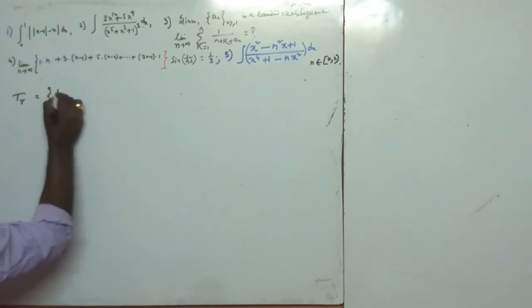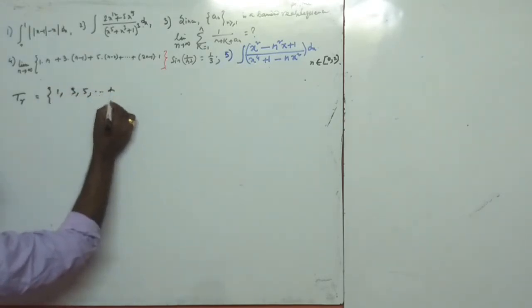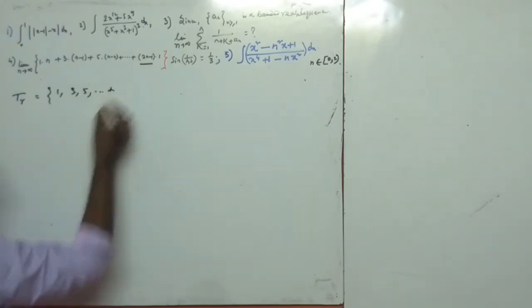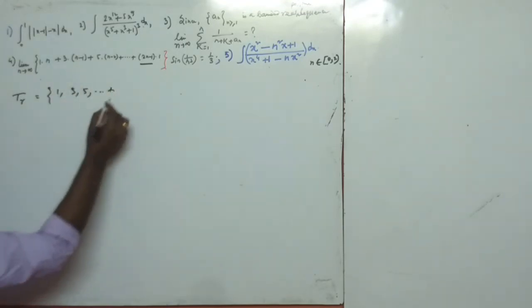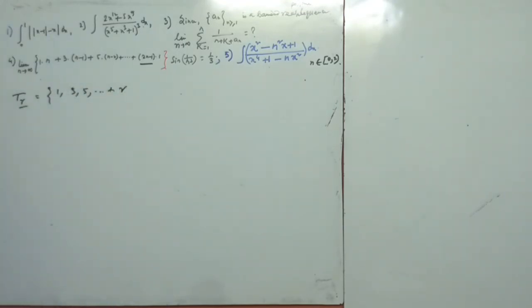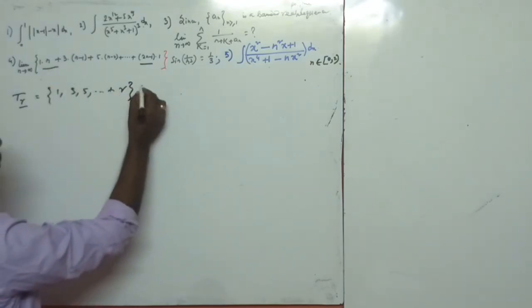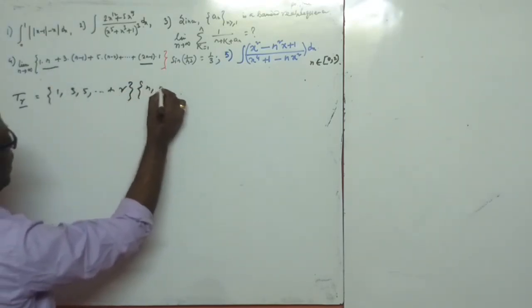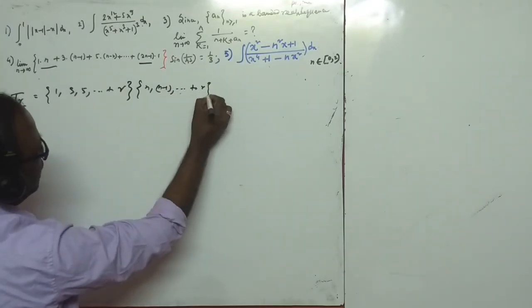So we can take 1, 3, 5, dot dot, and the nth term is 2n minus 1, as it is an odd series. Let us assume the r-th term is 2r minus 1. And now again, this is the first term, so n, n minus 1, dot dot 2. This is also the r-th term.